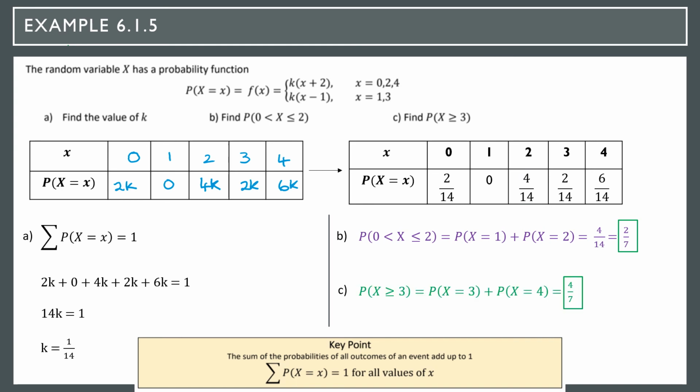And then finally, part C asks us to find the probability that x is greater than or equal to 3. So again, considering the values of x which satisfy this condition, we need to add the probabilities where x is equal to 3 and where x is equal to 4. So once we've added those two probabilities and simplified, everyone should have 4 over 7.